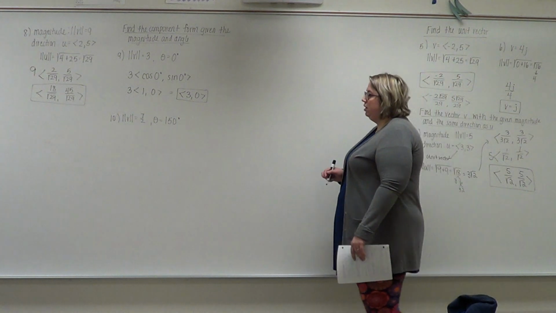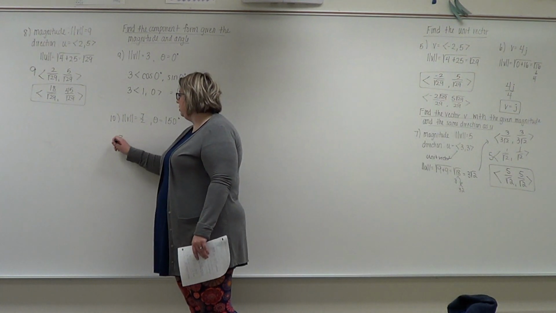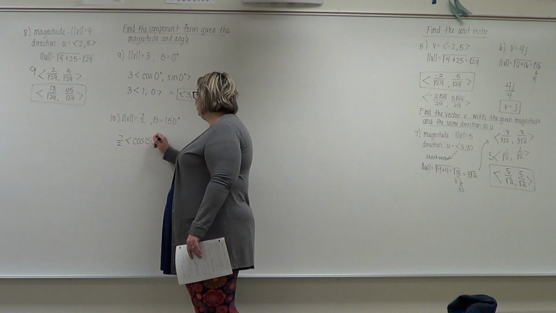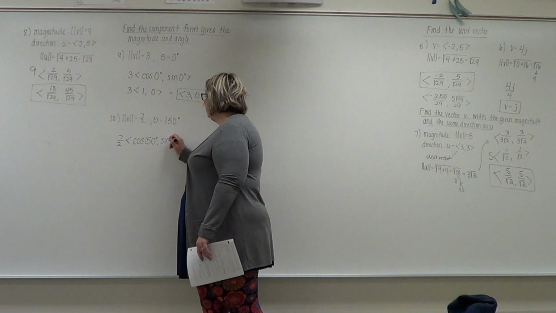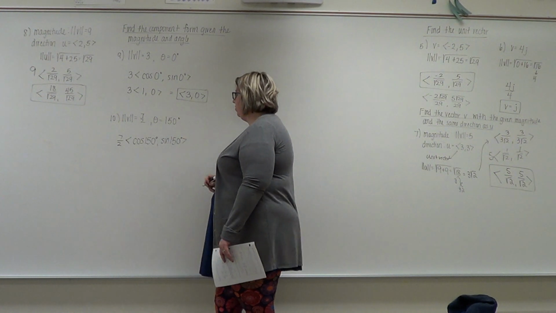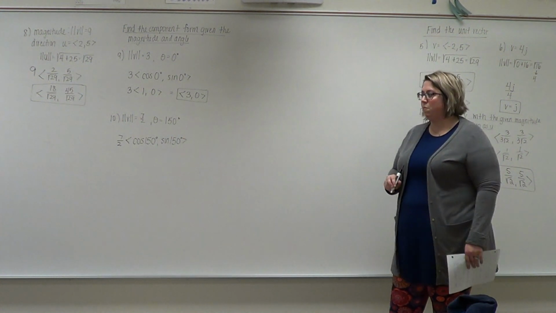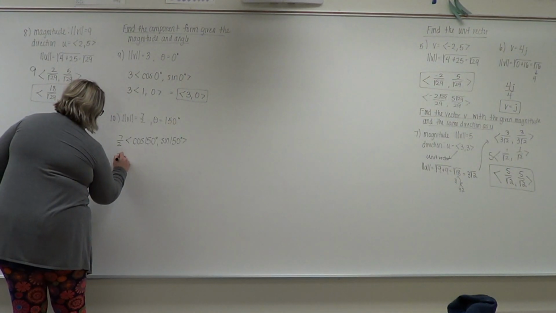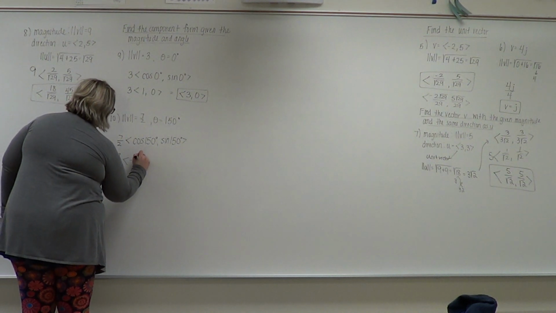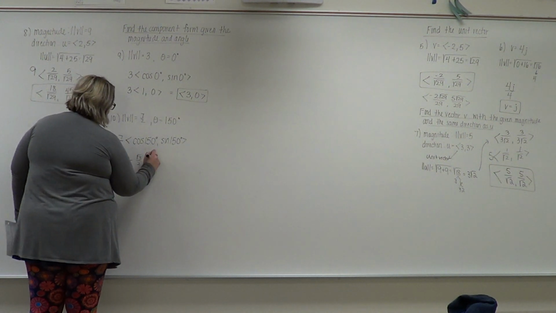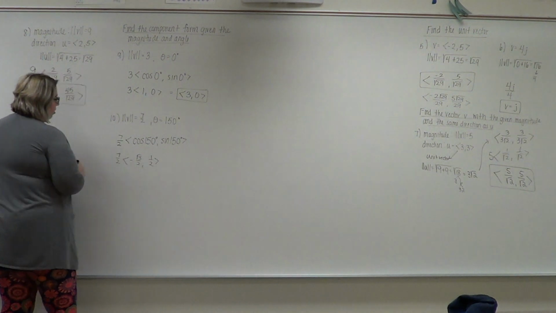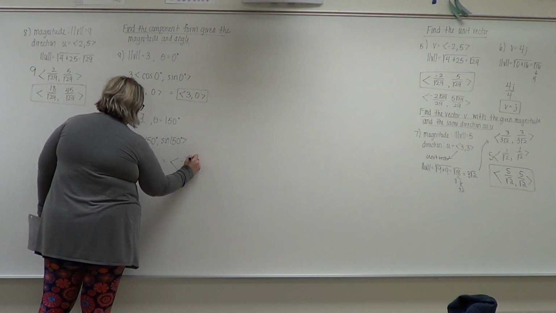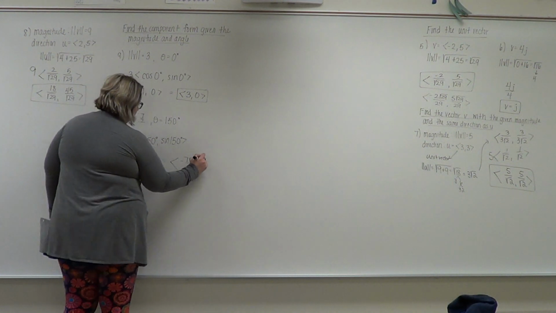So do the same thing on to number 10. So this would be 7 over 2, cosine of 150, sine of 150. Okay, well, cosine of 150, so that's an x value, would be negative square root of 3 over 2. Sine of 150 is a half. So if I distribute 7 over 2, that would give me negative 7 square root of 3 over 4, 7 over 4.